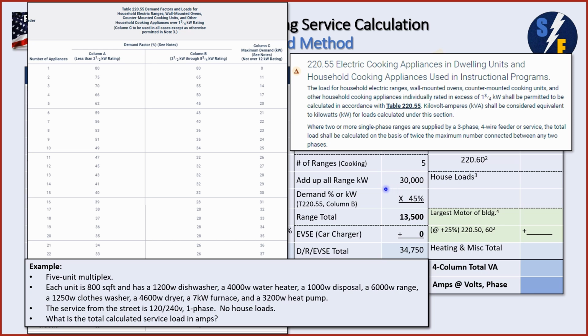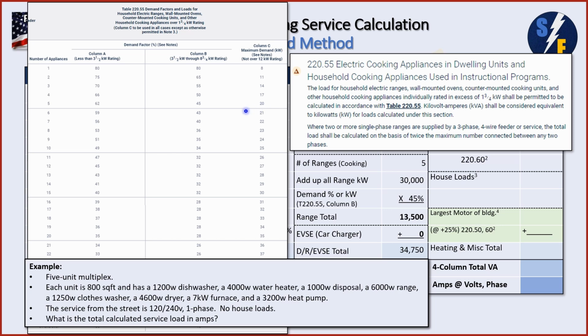And so we're going to go here. And which column does 6,000 fit into? Now remember, we're told we can use column C. And if we use column C for 5 ranges, we come up with 20 kW, and that would be our value we would use.